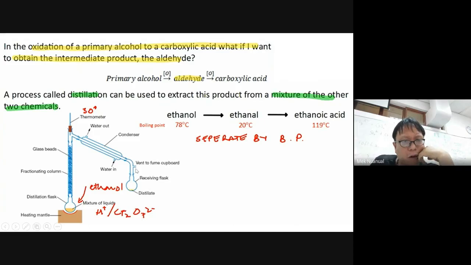Okay, that's usually as far as we go. I probably wouldn't go to ethanoic acid, okay? I would use it to separate mostly my ethanal, the aldehyde. That's if I started off with ethanol, a 2 carbon alcohol, with some other stuff in it, okay? All right, and the boiling point is around 30 degrees. Yeah, so that's really all you need to know.